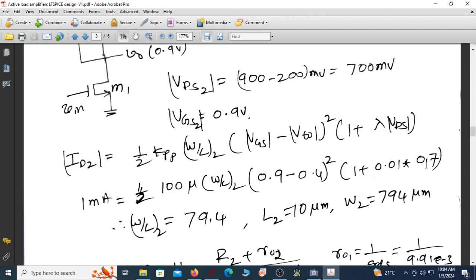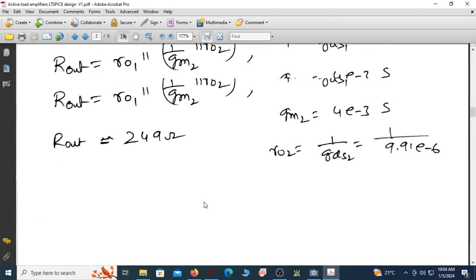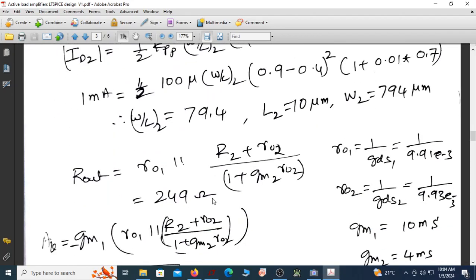So this VDS has changed to 0.9. So this is my R out. Even though you have a huge change in the equation, ultimately the value is almost equal to 249 as in the previous case. You can see the expression is totally different. Here it is R01 in parallel with 1 over GM2 plus R02, whereas it's a totally different equation.